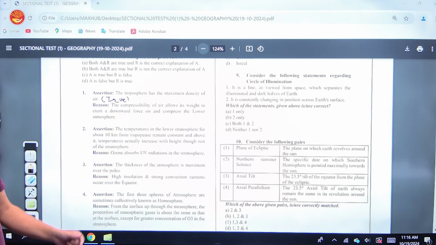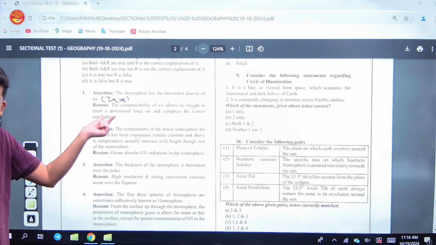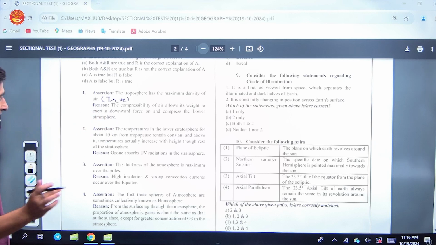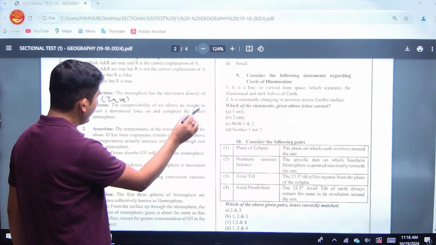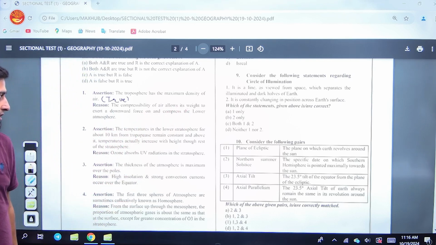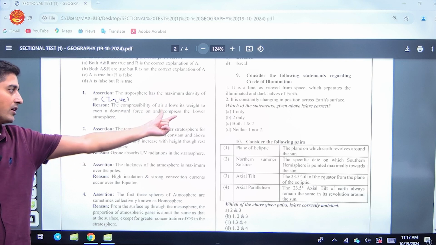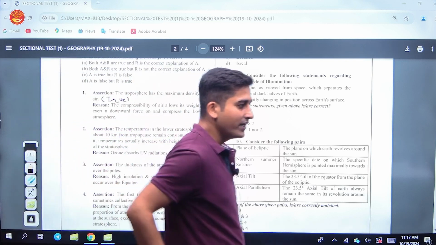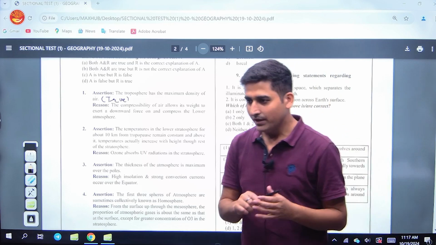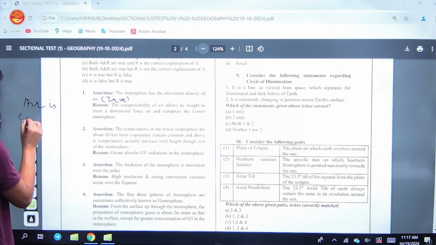Now look at the reason, the second statement. First treat these as statements, whether it is saying something right or wrong, then come to the reason. The compressibility of air allows its weight to exert a downward force on and compress the lower atmosphere. You tell me, what is this saying? Air is compressible. Do you accept this? Air is compressible. Okay.